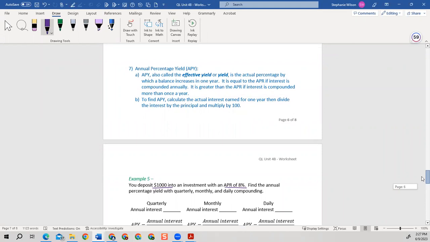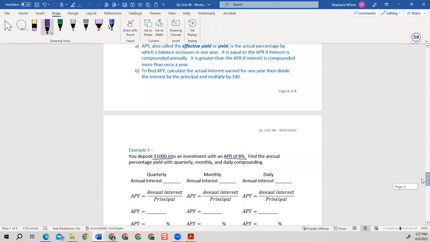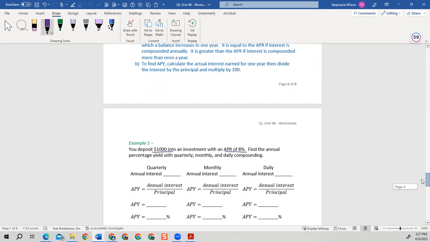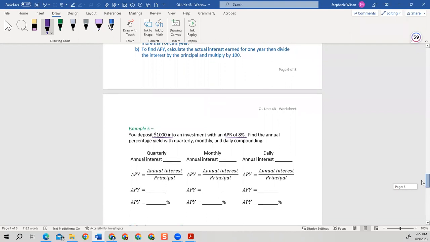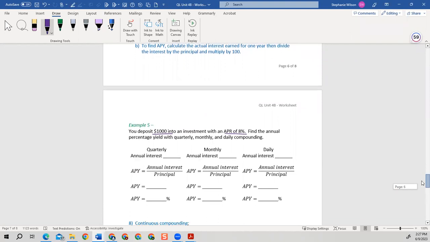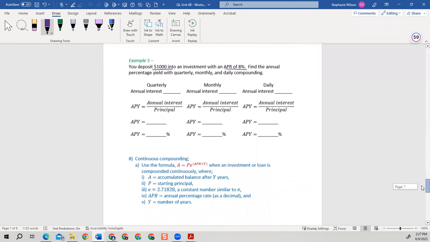It's called the effective yield, or yield, the actual percentage by which the balance increases in one year. It is equal to APR if interest is compounded annually. It is greater than APR if interest is compounded more than once a year. To find this, calculate the actual interest earned for one year, then divide the interest by the principal and multiply by 100 to put it in percent. Okay, so that was good. Those of you that paused it and actually wrote that down, good job.